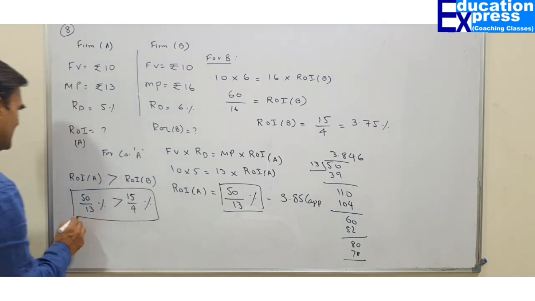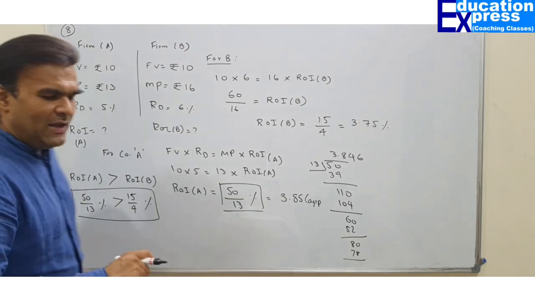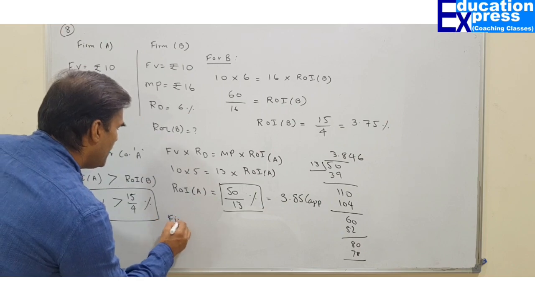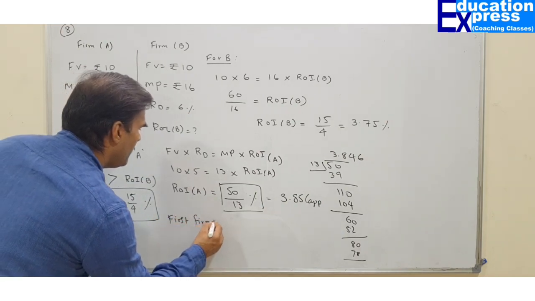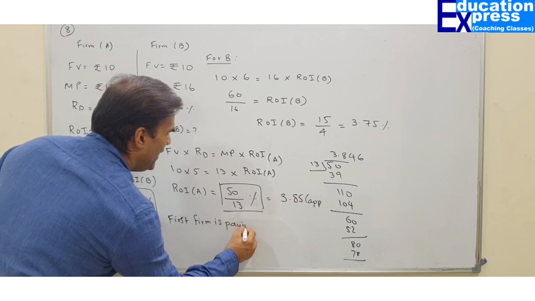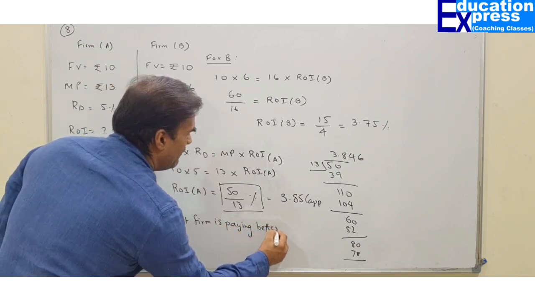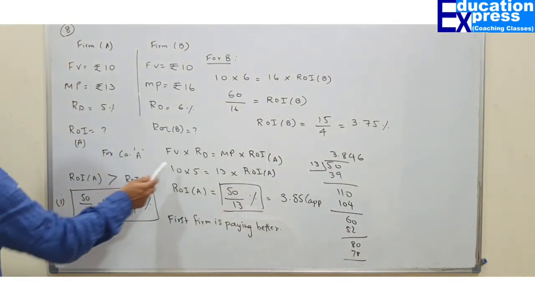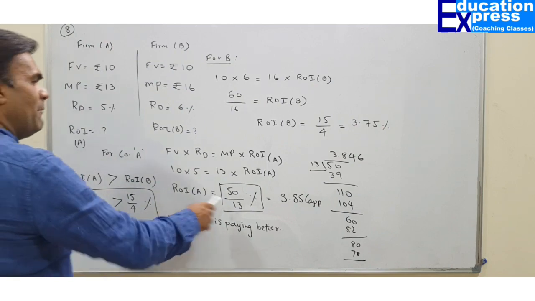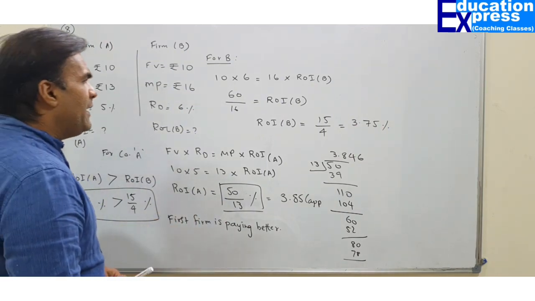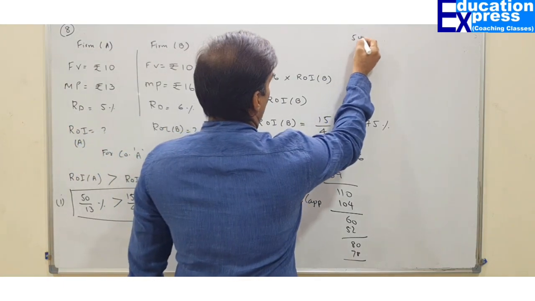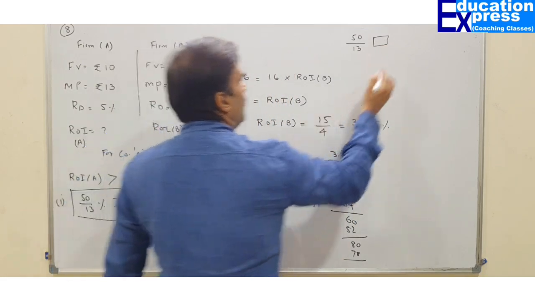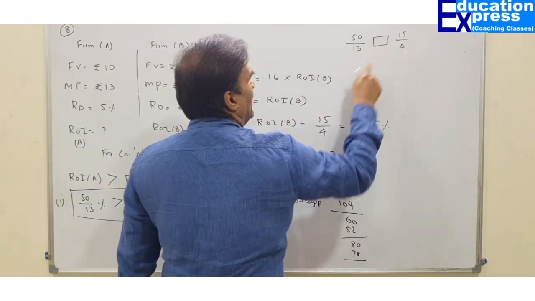So, my dear friends, the first part of the answer, as it states, which firm is paying better? So the first firm is paying better. Every time, whenever we get the question which firm is paying better, we will always find ROI. Simple formula for ROI. The only thing is we have compared the fractions. Another way of comparing the fraction is 50 upon 13 could have been compared with 15 upon 4. Sir, how? By taking the LCM.